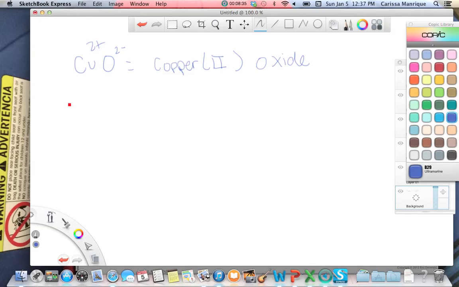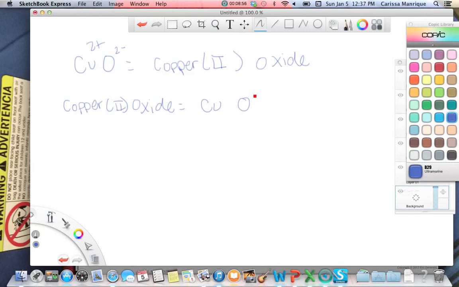Okay, now going backwards. If I write down copper 2 oxide, how do I know what formula to write? Well, okay, let's write down the symbol for copper, Cu, and write down the symbol for oxygen.